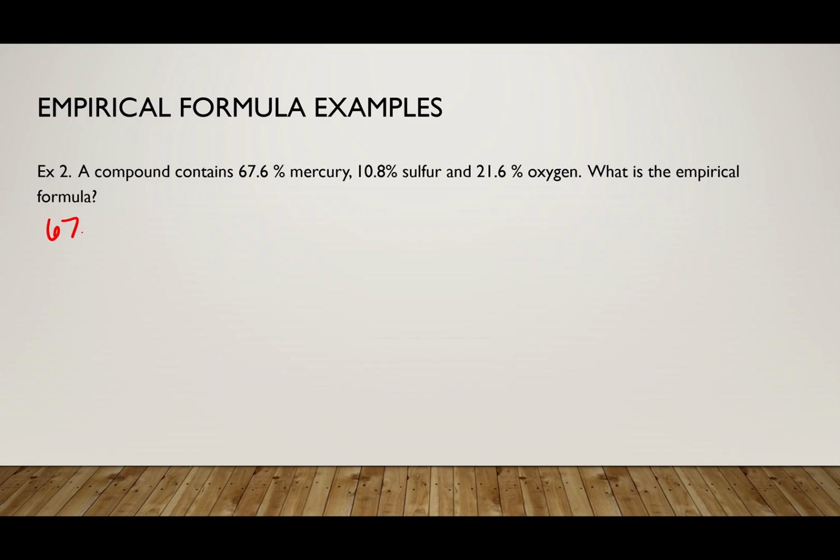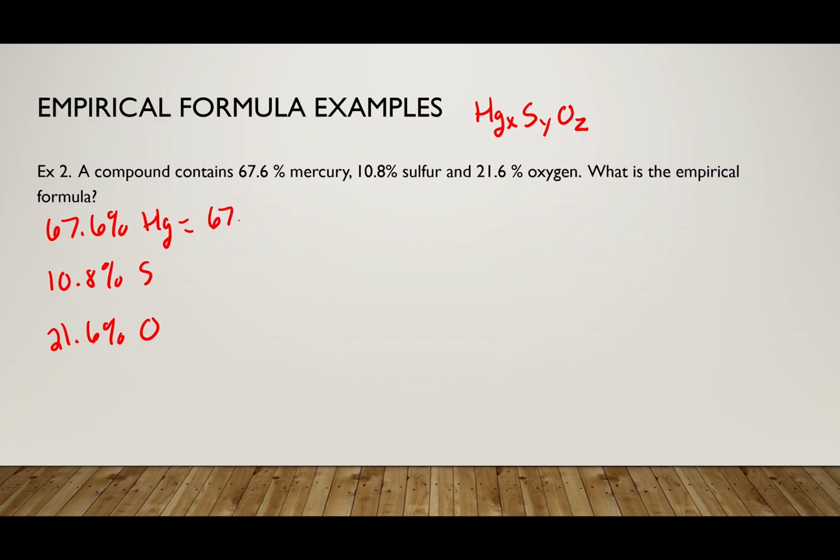So we have 67.6% mercury, 10.8% sulfur, and 21.6% oxygen. Once again, our goal is to figure out what these subscripts are between mercury, sulfur, and oxygen. So we're going to go through our procedure again, first assuming that we've got 100 grams of the sample.